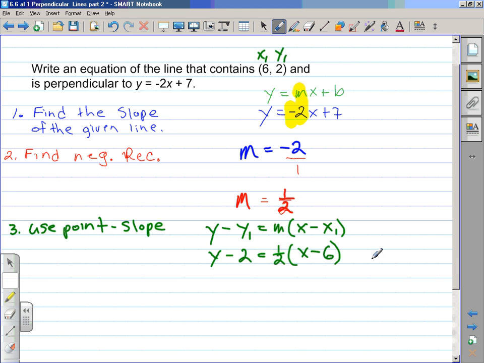I want our final answer in slope-intercept form. So we're going to write that out as our final answer. Final answer in slope-intercept form.